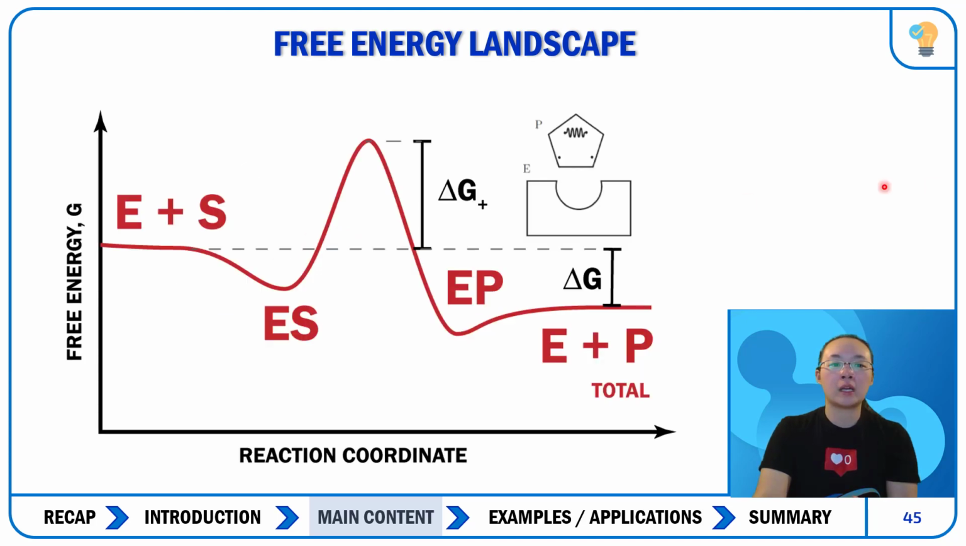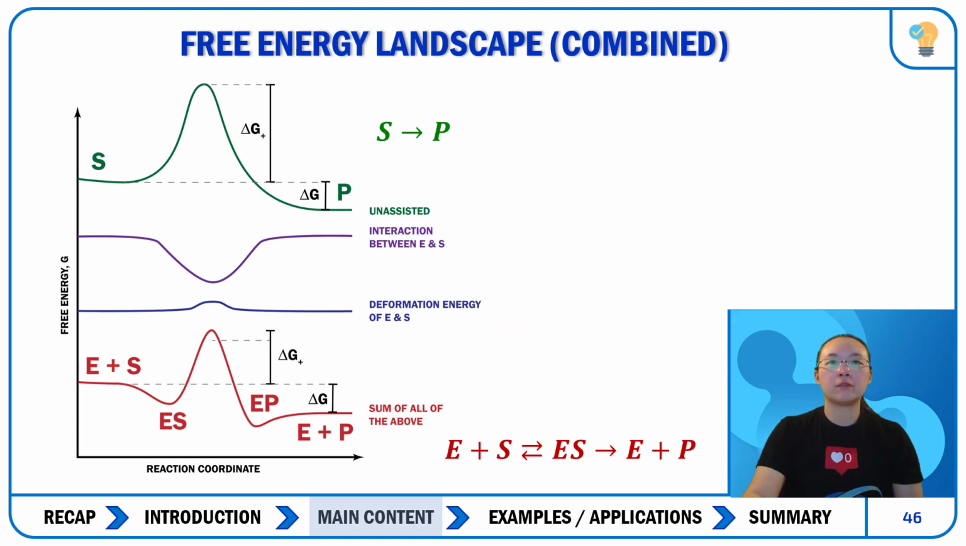And at the end, when you add everything together, you end up with a free energy landscape that looks like this. So altogether, we have these diagrams. We start with a substrate to a product, an unassisted reaction that looks like this. There's going to be some sort of interaction between your enzyme and substrate that helps lower the activation energy, but then the deformation of your substrate turning into the product with the creation of new bonds is going to offset that a little bit. So you superimpose them all and you end up with a curve in the red.